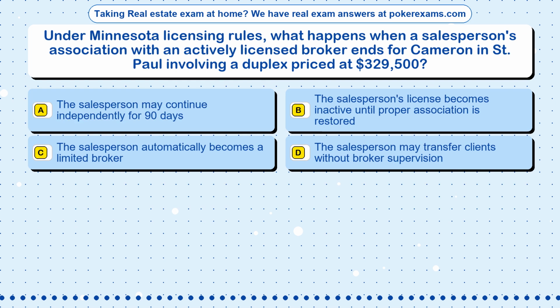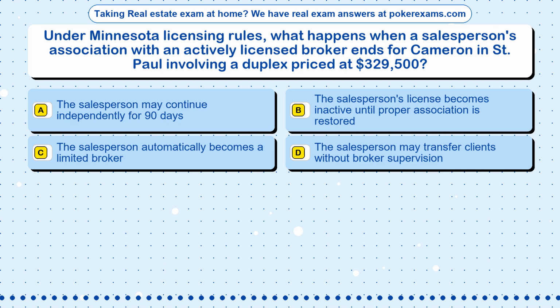Question 66. Under Minnesota licensing rules, what happens when a salesperson's association with an actively licensed broker ends for Cameron in St. Paul involving a duplex priced at $329,500? Option A, the salesperson may continue independently for 90 days. Option B, the salesperson's license becomes inactive until proper association is restored.